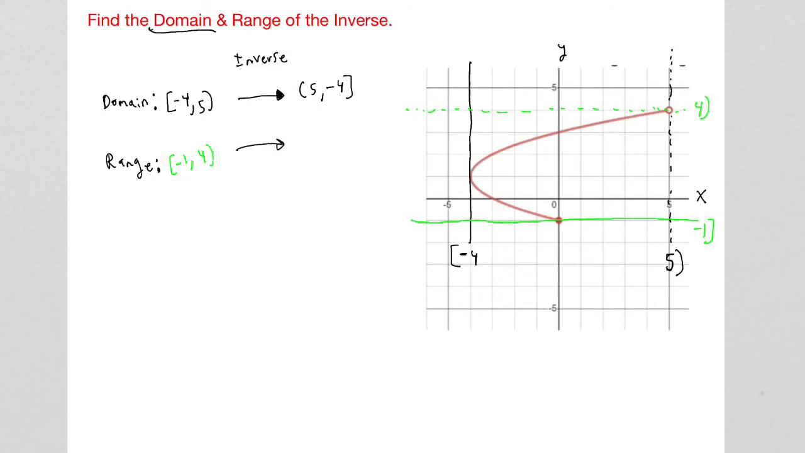And to get the inverse, we are now looking at parentheses 4 with -1 in bracket. So this is the info for the original, and then this is the info for the inverse.